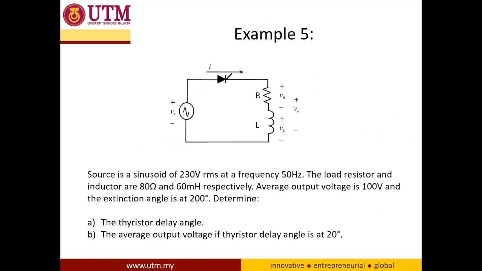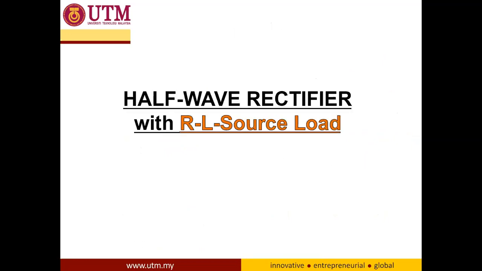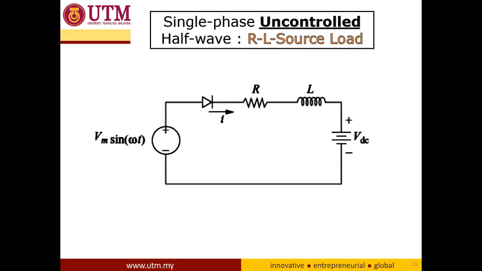So example 5, I think we will try to solve this during our online class. And this is the half-wave rectifier with RL source load. Even though this topic is quite large, we will go through it briefly. You have the AC source and you have the DC source, which we consider as our V out here.